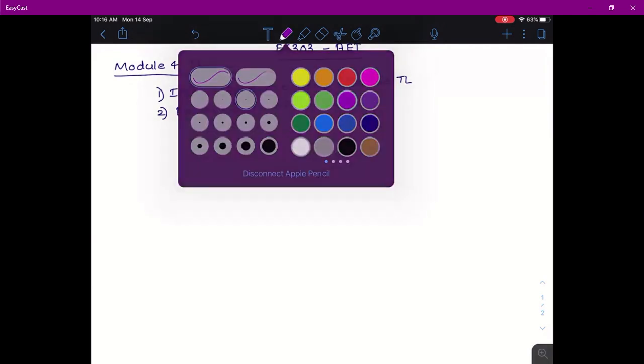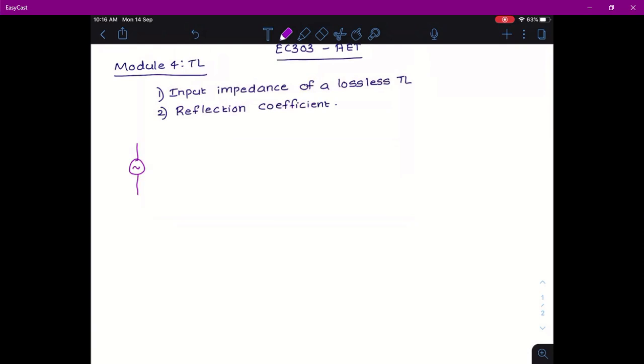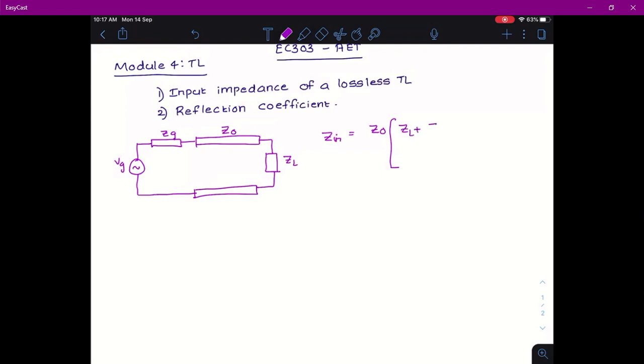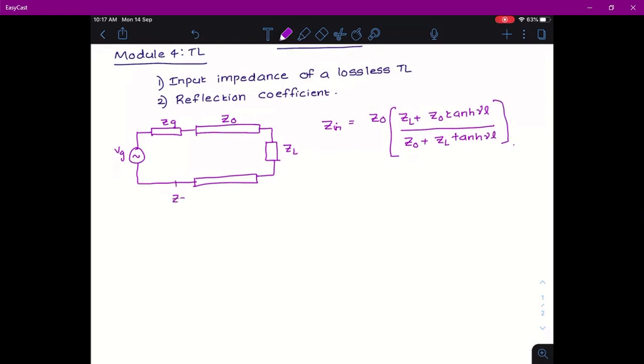So in the last class we have seen that if you have connected a generator with an internal impedance, let's say ZG, to a transmission line with characteristic impedance Z0 and is connected to a load with impedance ZL, the input impedance is given by Z0 into (ZL plus Z0 tanh gamma L) by (Z0 plus ZL tanh gamma L), where the generator is connected at Z equal to 0 and the load is at Z equal to L, and the distance between the load and the generator is L, and gamma is our propagation constant.